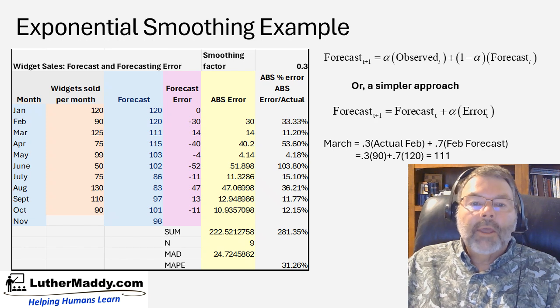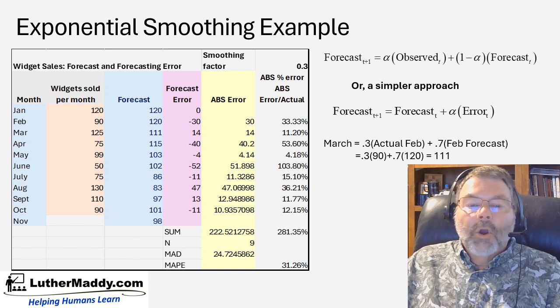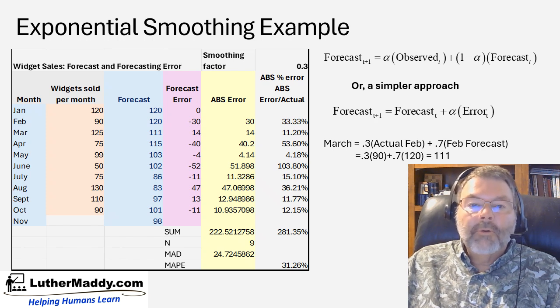So the February forecast was 120 because we just copied the one above it for January. We then end up with a forecast for March of 111. Okay, so now let's just talk a little bit about some of the other things we're seeing here. We have a forecast error because that's still important to us. The forecast error for March is 14. We predicted that we would sell 111 and we did sell 125.